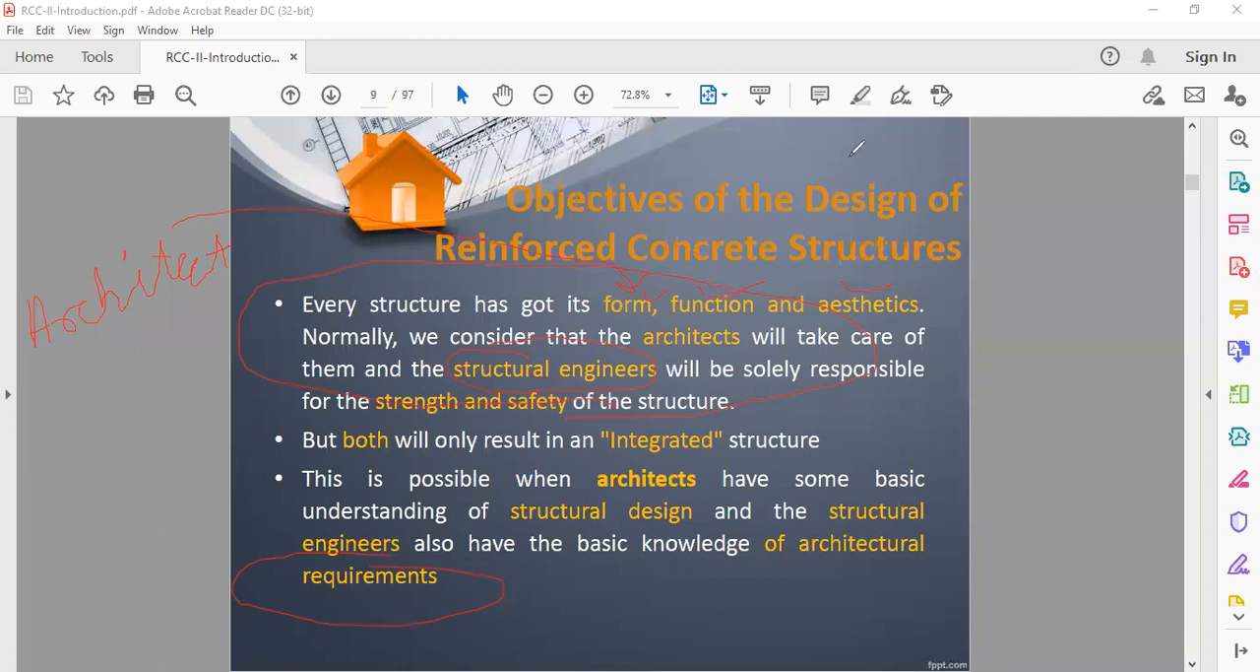So basic knowledge is very important. Basic knowledge of structural design, basic knowledge from the architecture point of view. So building planning and AutoCAD or drawing, that particular thing where you will be able to see what the different things are from the architect's point of view or from the aesthetic point of view. So whenever you want to build a structure, yes, both architects as well as structural engineers play a vital role.